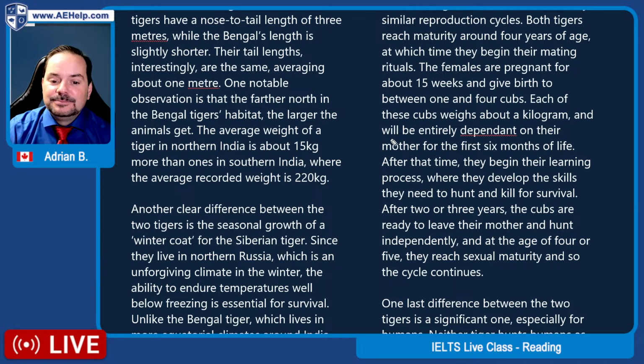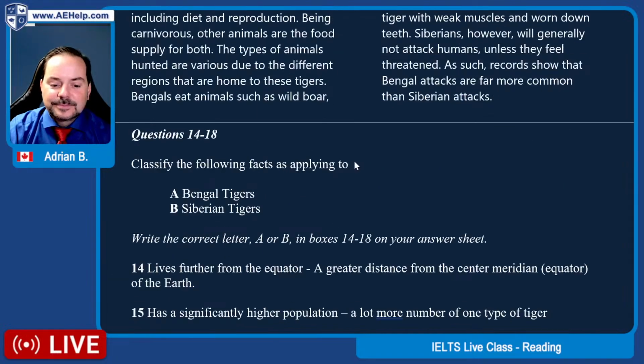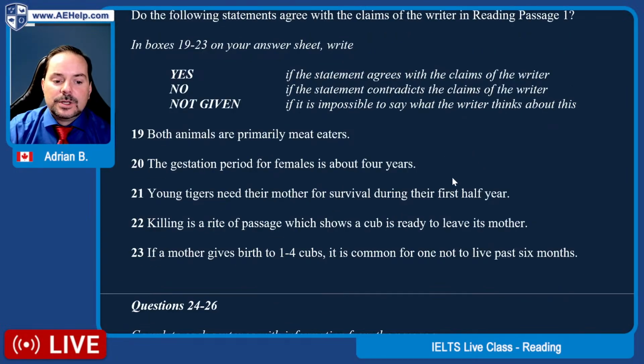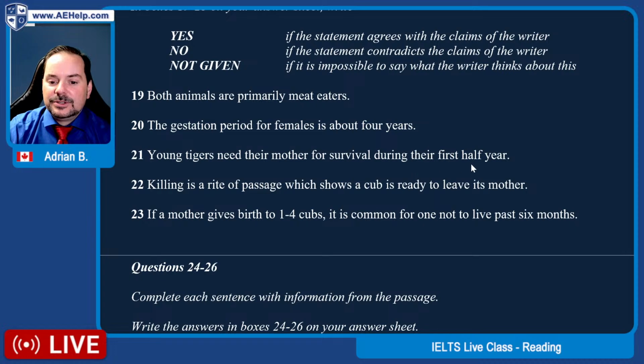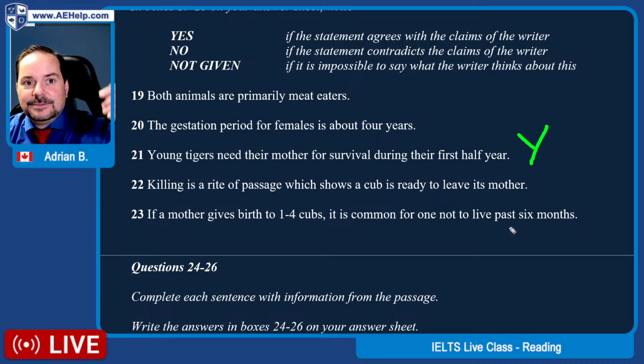And then it says they will be entirely dependent on their mother for their first 6 months of life. Entirely dependent. Of course. I visualized that. That little tiger's not going to go out there and kill something and eat it. They are carnivorous, but they're tiny. So in this one too, young tigers need their mother for survival during their first half year. Totally dependent on their mums for the first 6 months. So it is a big yes.